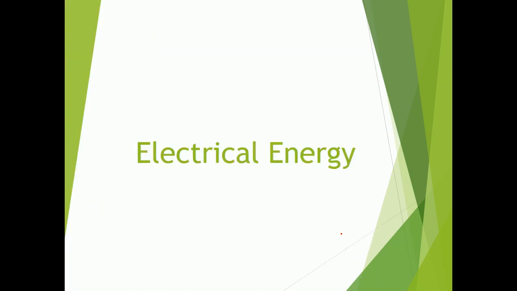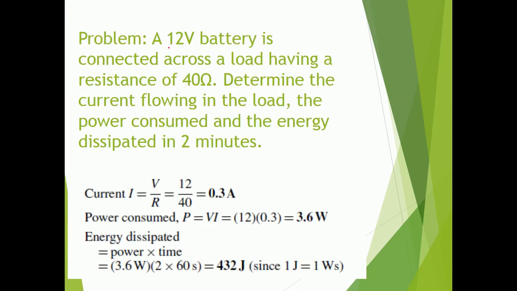The last topic is electrical energy. A 12 volt battery is connected across a load having a resistance of 40 ohm. So first of all, we have the voltage, we have the resistance. Calculate current. So with the help of Ohm's law, I is equal to V by R, which comes out to be 0.3 ampere. Now the power consumed, determine the power consumed also and the energy dissipated in 2 minutes.